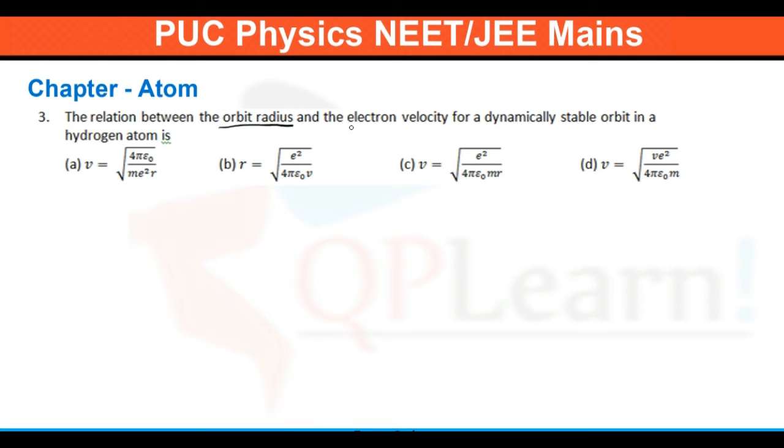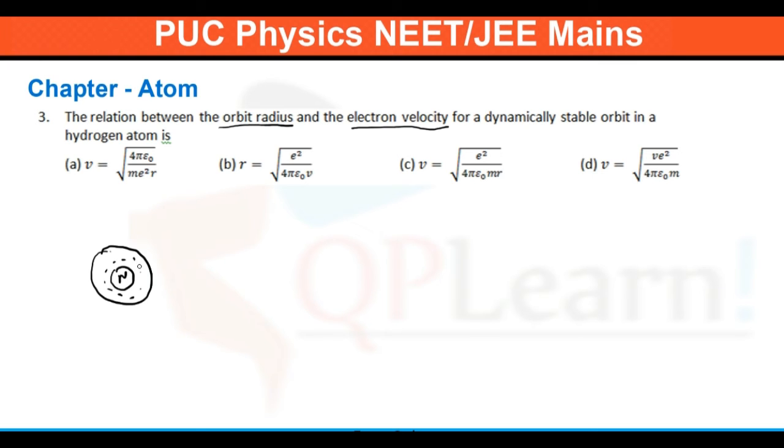The third question is the relation between the orbit radius and the electron velocity for a dynamically stable orbit in a hydrogen atom. So here 4 options are given, we have to work it out. You know that if you consider an atom, inside the atom there is a nucleus, and around the nucleus electrons are revolving. Here we have to identify the relation.